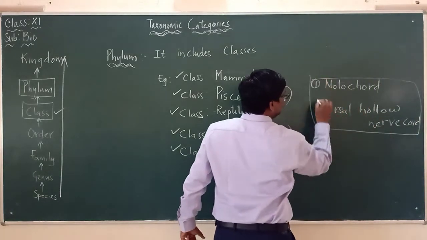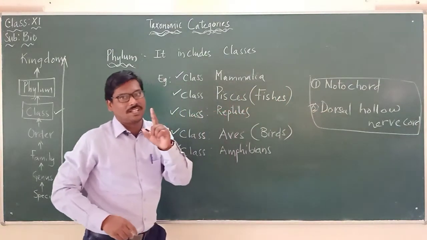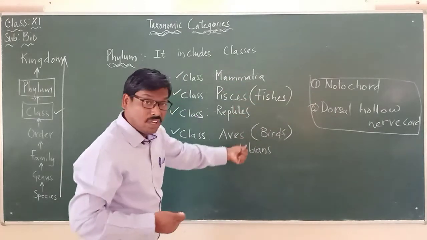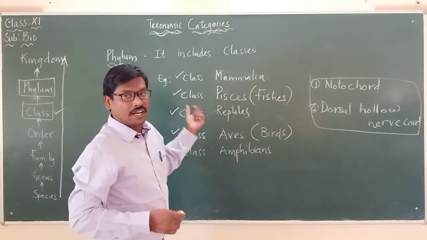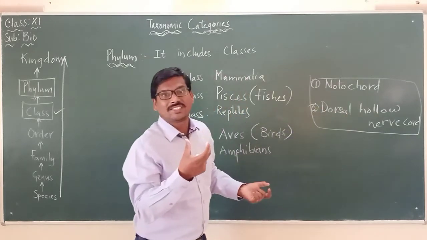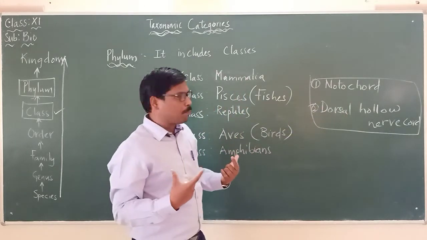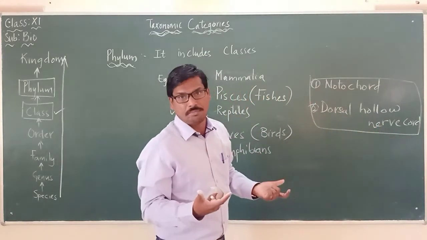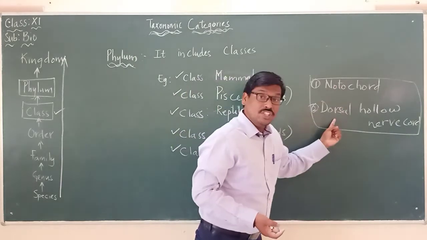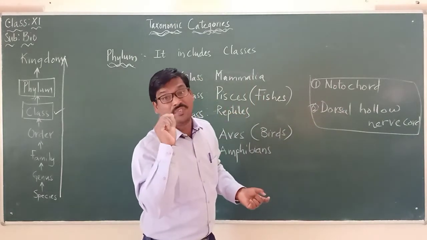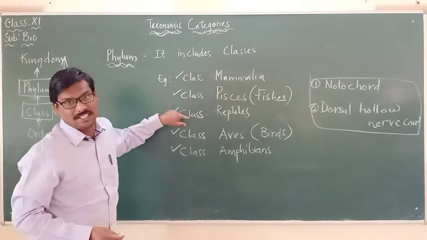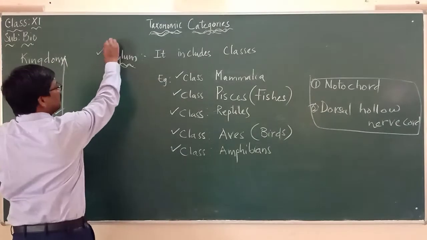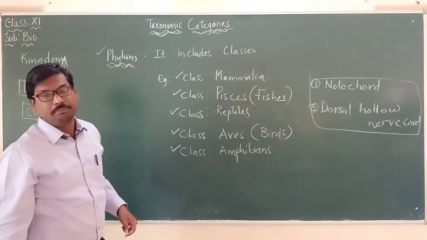These two are the common basic features of all these classes. Notochord is nothing but a rod-like structure which supports the body. The dorsal hollow nerve cord consists of the neural system. These two are the basic common features of all these classes, which are placed under the taxa called phylum.